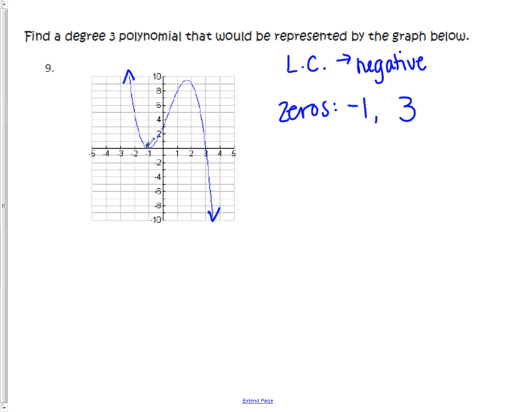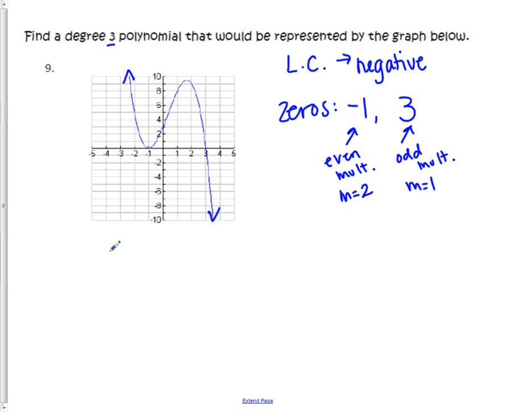Because it bounces off at -1, I know that this zero has an even multiplicity and this zero has an odd multiplicity. And we know what those are simply because it's a degree 3 polynomial. The only even number under 3 we have the option of is 2. So -1 has a multiplicity of 2, and 3 has an odd multiplicity, so it's a multiplicity of 1.